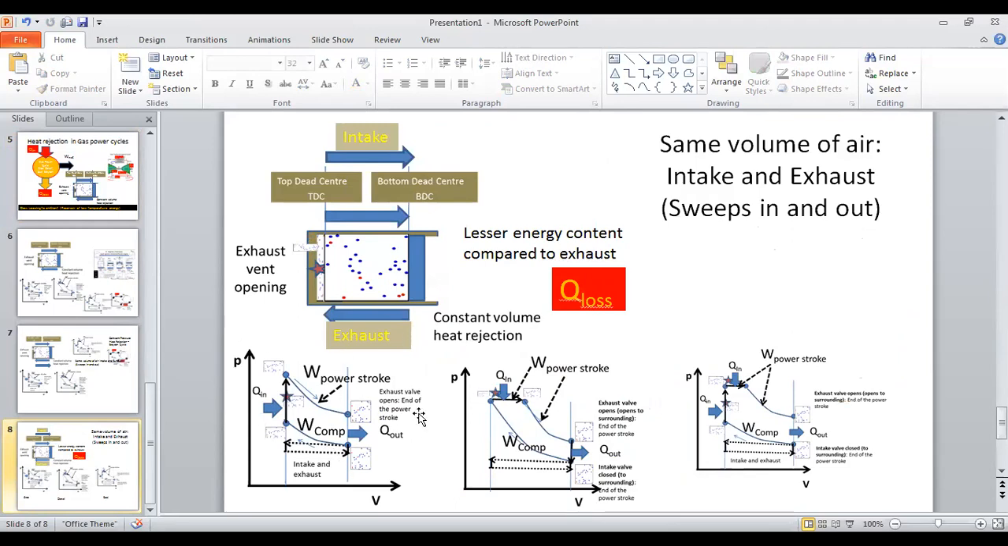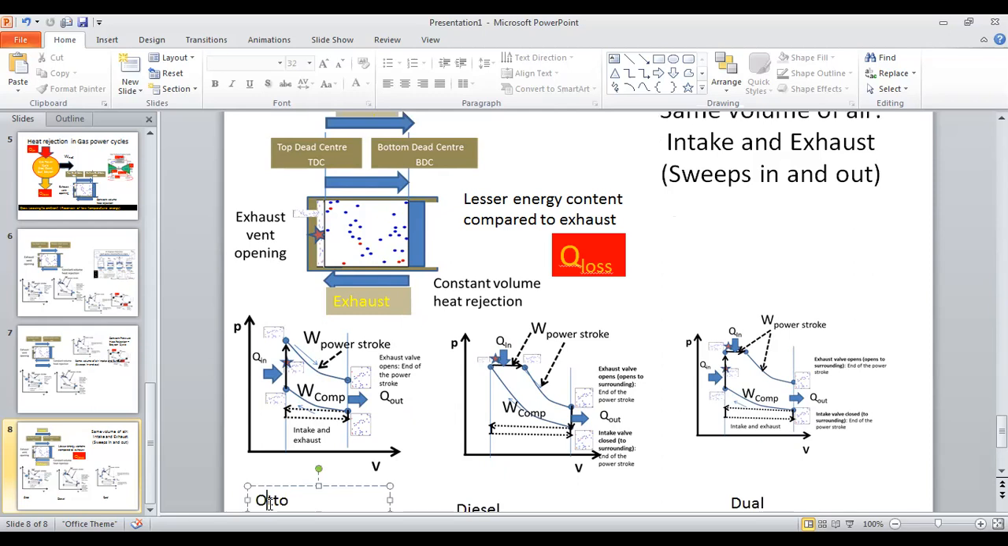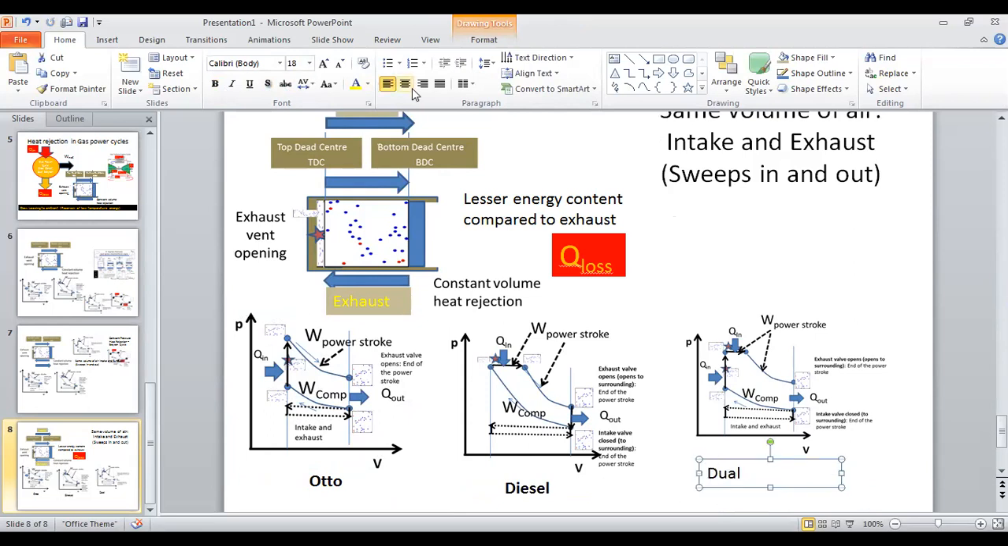So this takes place in piston cylinder mechanisms, which are relevant for Otto cycles, diesel cycle, and dual cycle. Okay, that is what in summary.